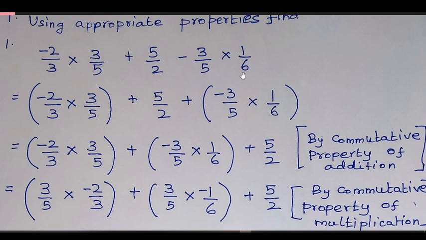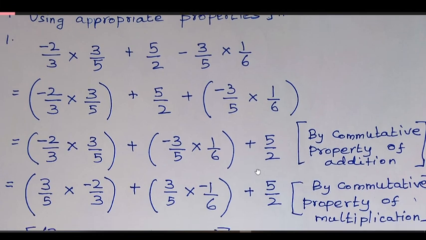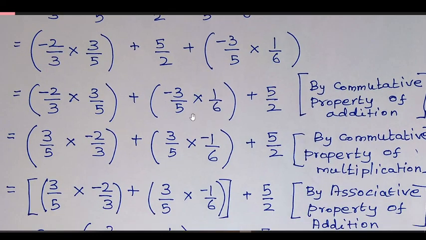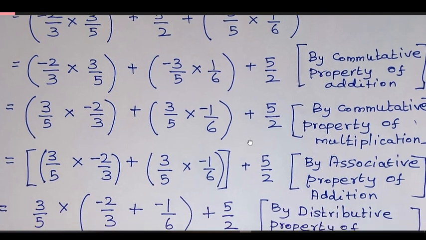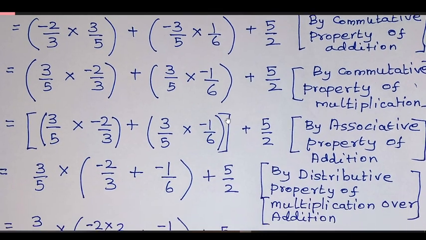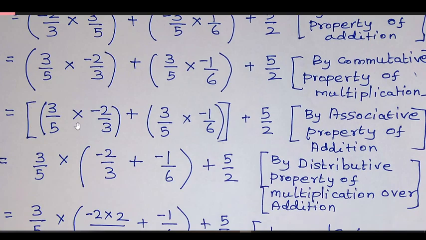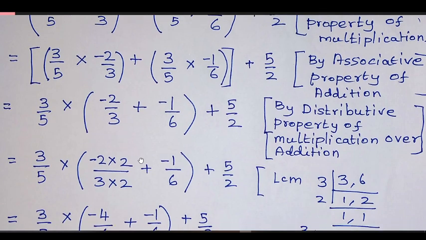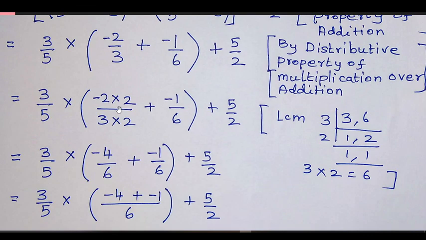Okay, so seeing the comment, first introducing a bracket to visualize the terms. Secondly, by commutative property, interchange the terms. Then by commutative property, interchanging within the multiplication. Then by associative property, do the operation on the first two terms. Then using the distributive property, take the common with the operator outside. Finally, use the LCM to simplify the two fractions.